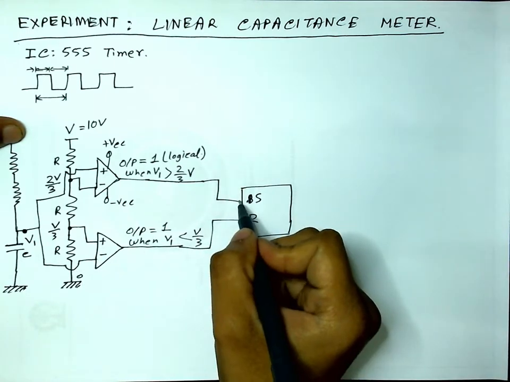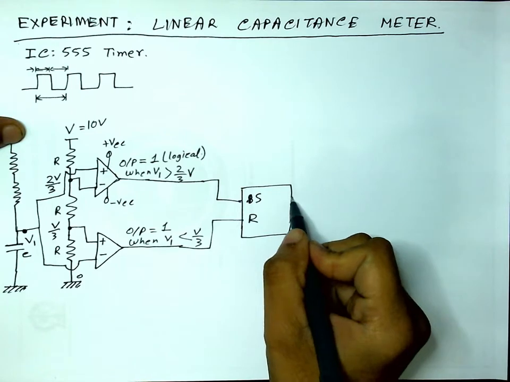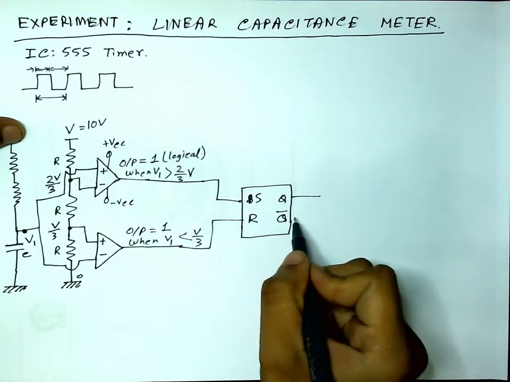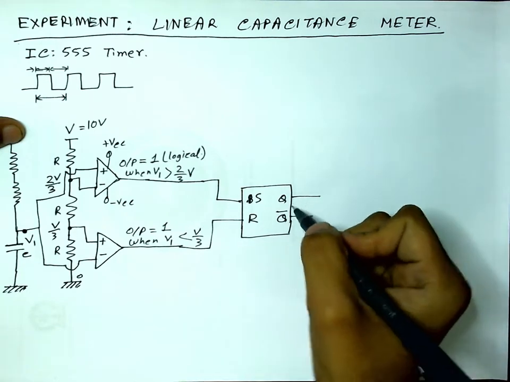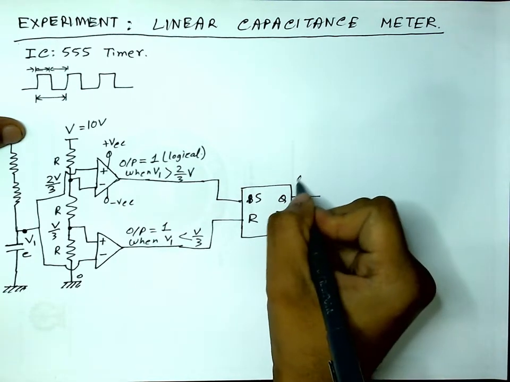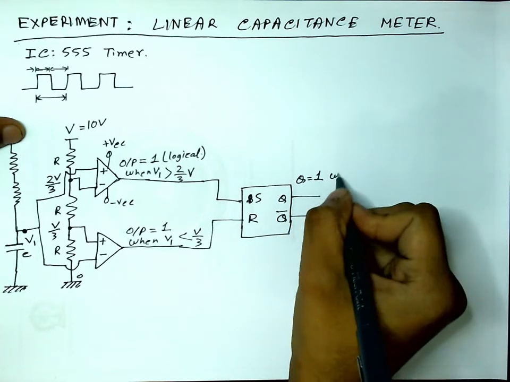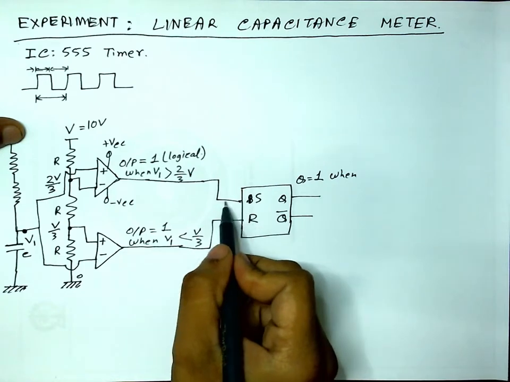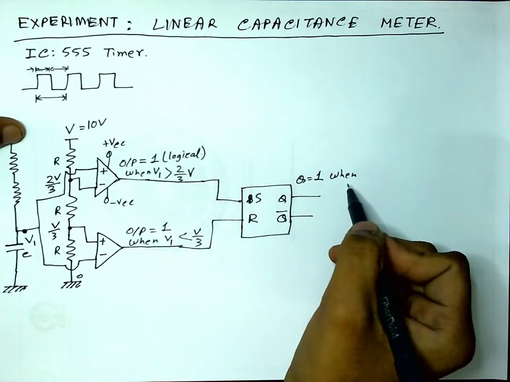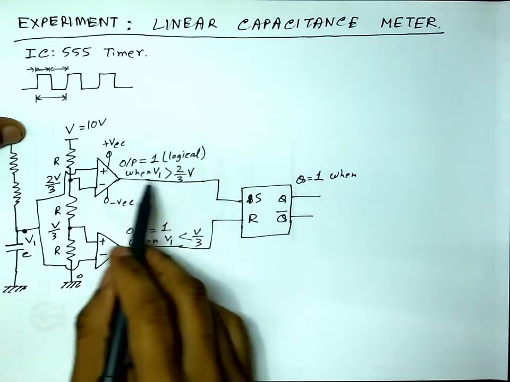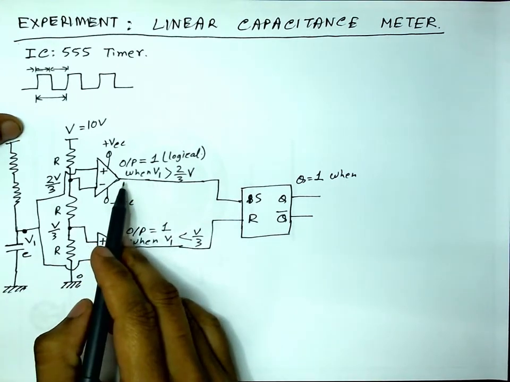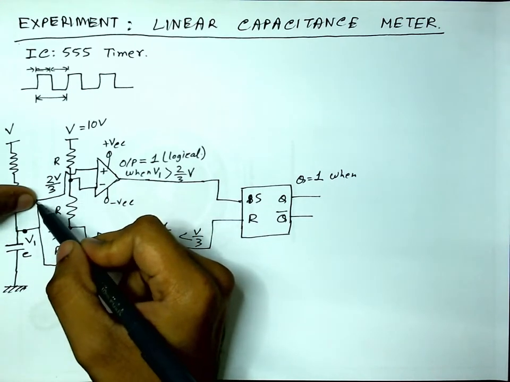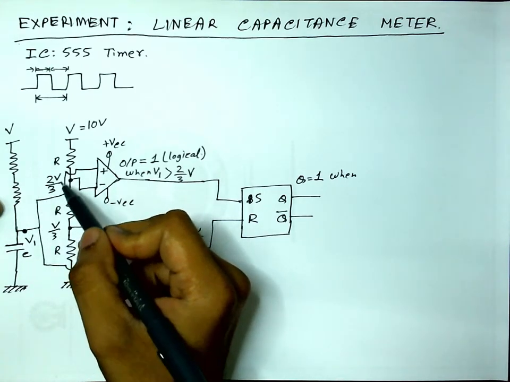So now what will happen, it will have an output, maybe call it Q. It can also have a complement Q bar. So Q will be 1 when this set is triggered. Okay, when this set is triggered, then Q will go up. Now when will this set be triggered? When this op amp output is 1, which means when this capacitor is charged at a voltage greater than 2/3 of V.